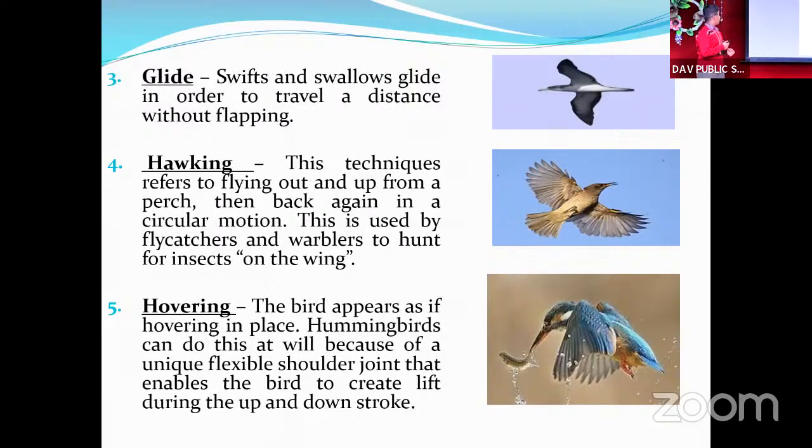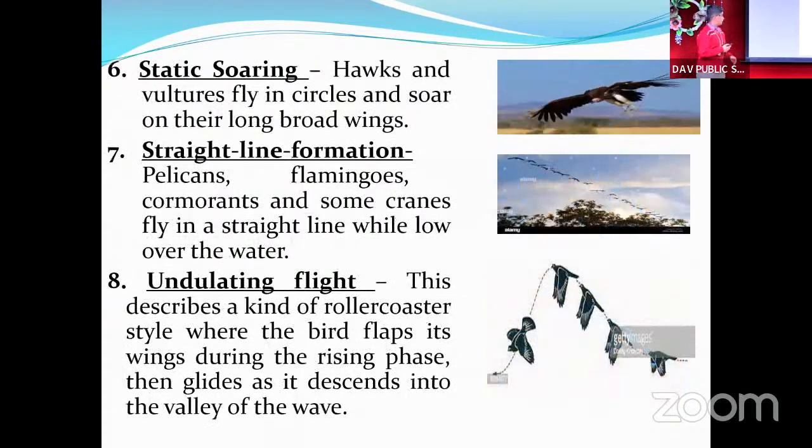4. Hawking. This technique refers to flying out and up from a perch, then back again in a circular motion. This is used by flycatchers and warblers to hunt for insects on the wing. 5. Hovering. The bird appears as if hovering in place. Hummingbirds can do this at will because of a unique flexible shoulder joint that enables the bird to create lift during the up and down stroke. 6. Static soaring. Hawks and vultures fly in circles and soar on their long, broad wings.